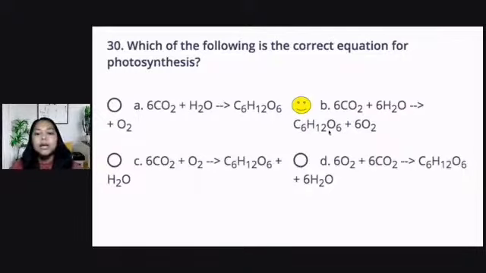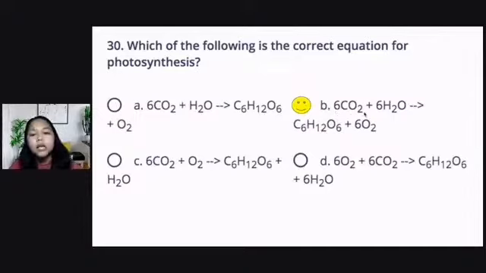Now, on this other side, tinitingnan po natin oxygen muna. This is 1, since walang number. We assume that that's 1 times 6. So that's 6 plus 6 times 2 oxygen atoms. So 6 times 2 is 12 plus 6, 18 oxygen atoms din meron ka. So it is balanced in terms of carbon. It is balanced in terms of oxygen. The last element is hydrogen. The hydrogen in the reactant side is 6 times 2, giving you 12. On this side, you also have 1 times 12. So that's also 12. Okay, so balance yung chemical equation natin for letter B.